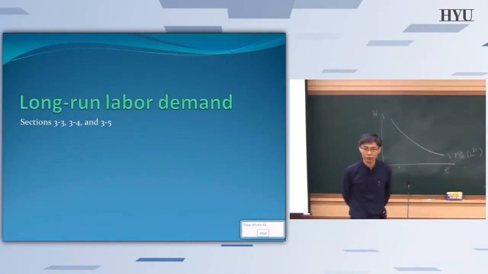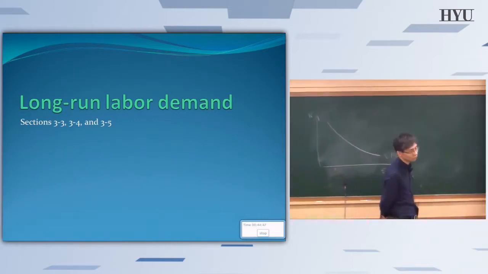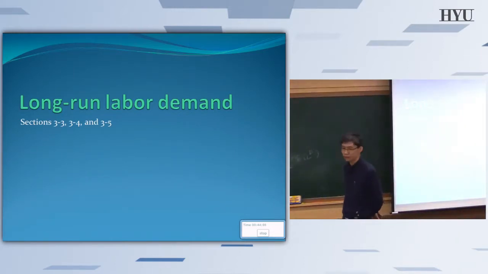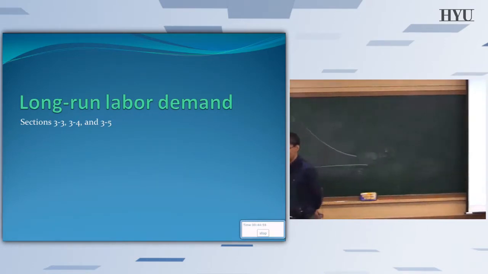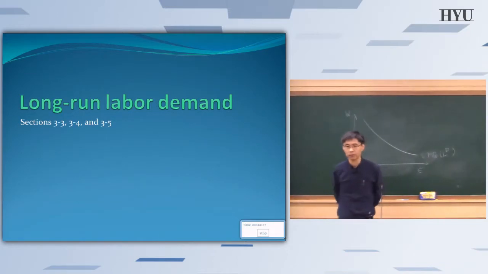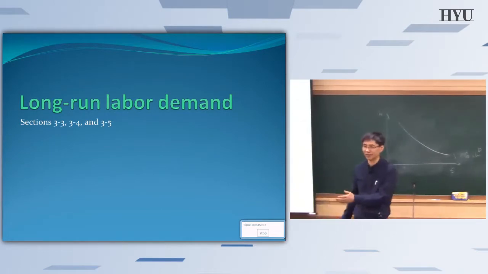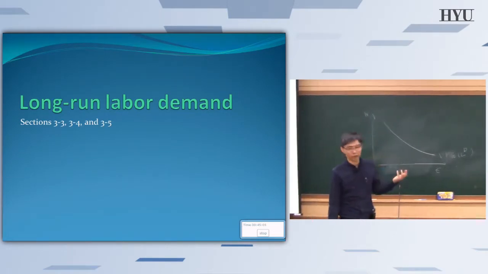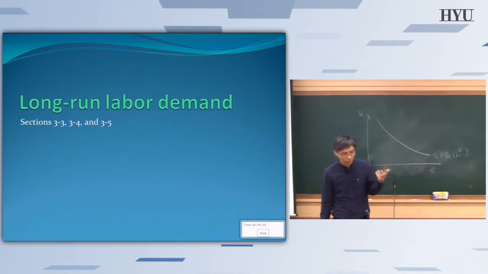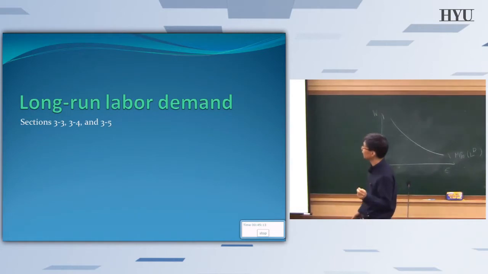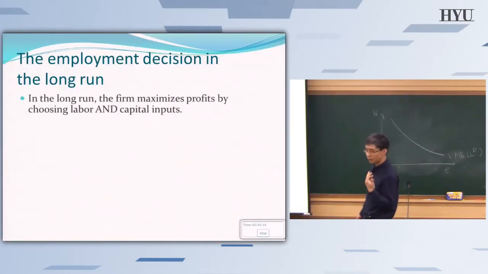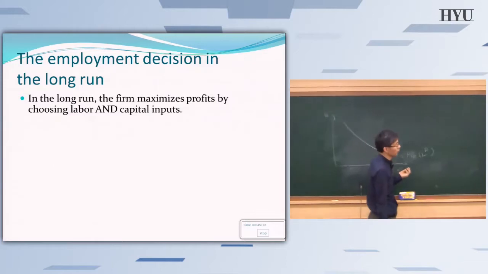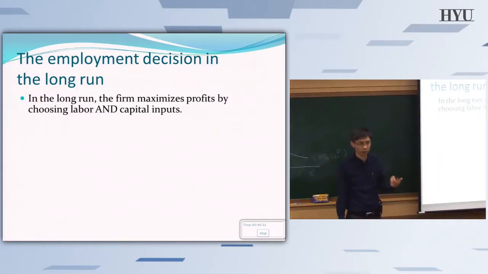Now we covered short-run labor demand. Now let's move to long-run labor demand. This one is much more interesting. Why? Because in the short run, the only thing that can change is the labor input. So in a way, it's boring. It's boring but easy. Long-run labor demand is more interesting but a little more difficult because we have two things that can move at the same time. So in the long run, the firm maximizes profit by choosing labor and capital input, both.